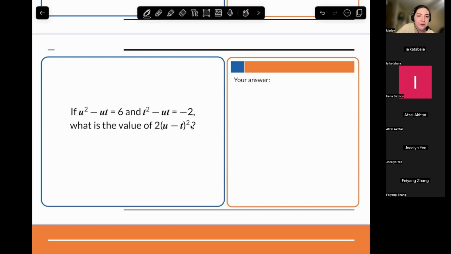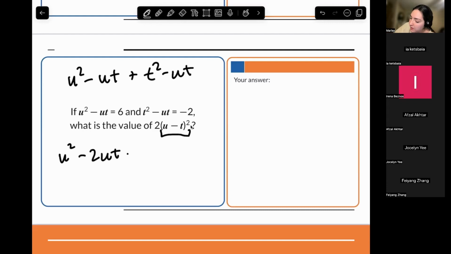So let's just see, what if we put u squared minus ut plus t squared minus ut all together? I'm only thinking that because I'm thinking of this, (u minus t) squared. If I multiplied that out, I'm getting u squared minus 2ut plus t squared. We do not, under any circumstances, just take that square and put it on u and then on t without FOILing it. It's really bad math. We had to FOIL that. It had to multiply out. We would get this, u squared minus 2ut plus t squared.